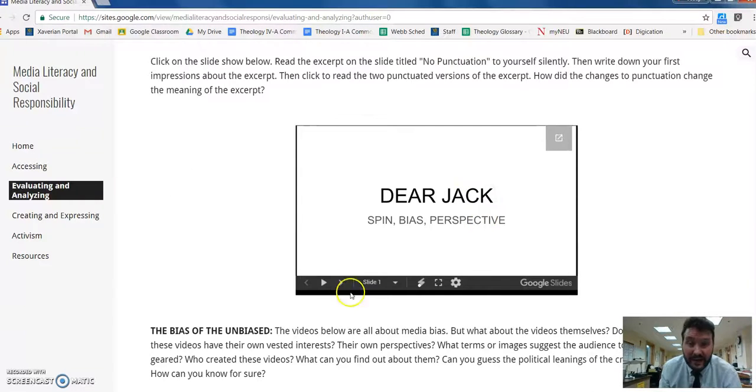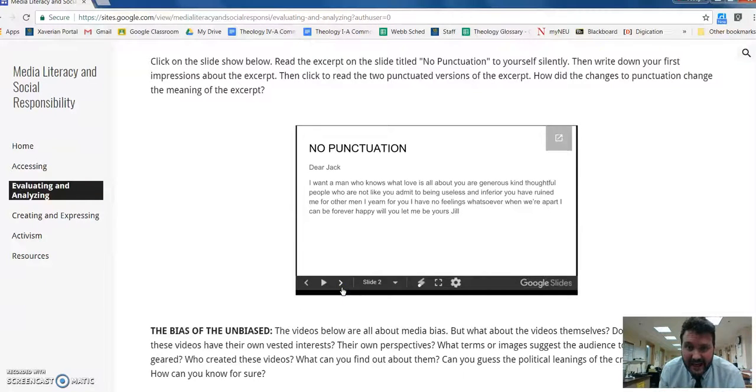So here we have a letter called the Dear Jack letter. And this is from a book by Lynn Truss called Eats, Shoots, and Leaves. And we can see in this initial letter that it has no punctuation. So students will read it to themselves and try and guess what the meaning of this passage is.